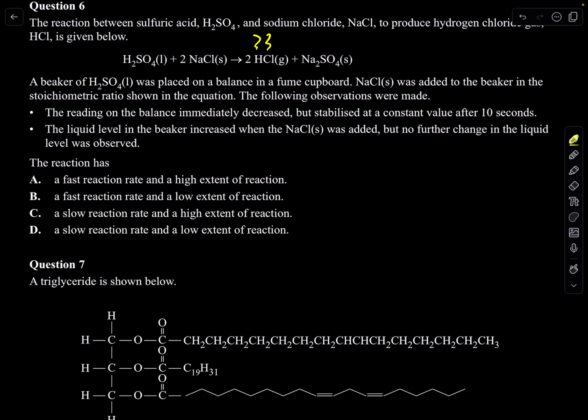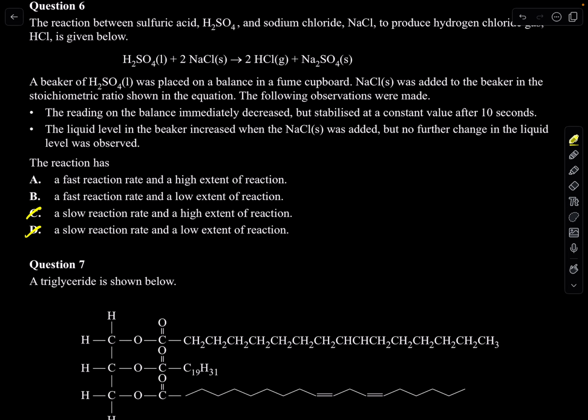Okay, so let's look at the rate of reaction. Remember, the rate of reaction is how quickly the reaction goes. Have a look at the first dot point. It said the reading of the balance immediately decreased, meaning that when we added these two, straight away the gas was released, meaning that it has a very fast reaction rate. You can see that it says the balance immediately decreased. So it means that straight away we formed hydrogen chloride, which is great. So I'd say that it's a fast reaction, right?